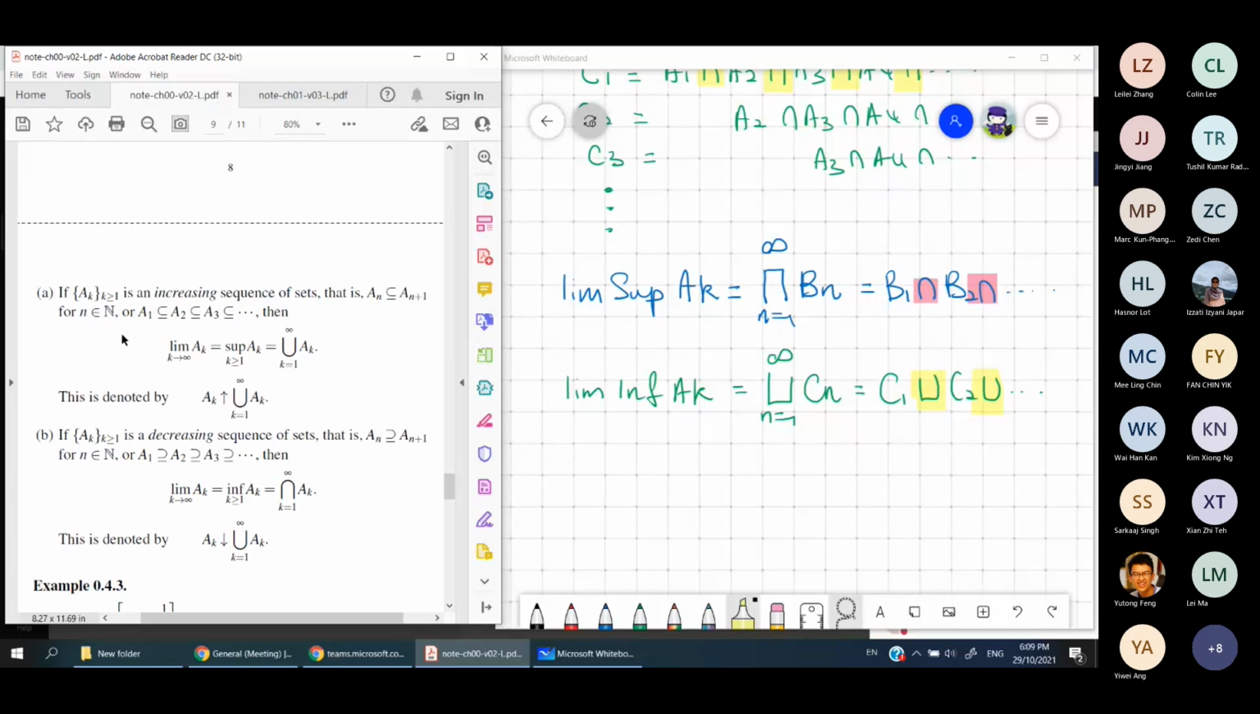We have two special cases. In case number one, we say this is an increasing sequence, that is, it satisfies this. From here, you can see it getting larger and larger: A1 is a subset of A2, which is a subset of A3, and so on. That's why we can see the sets An getting larger and larger, so we say that this is an increasing sequence. When we have an increasing sequence, the limit for sure always exists, and it is just equal to the union of all the AK.